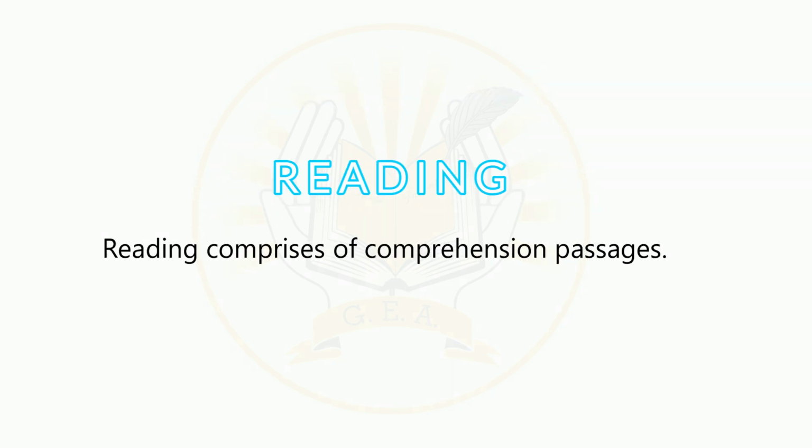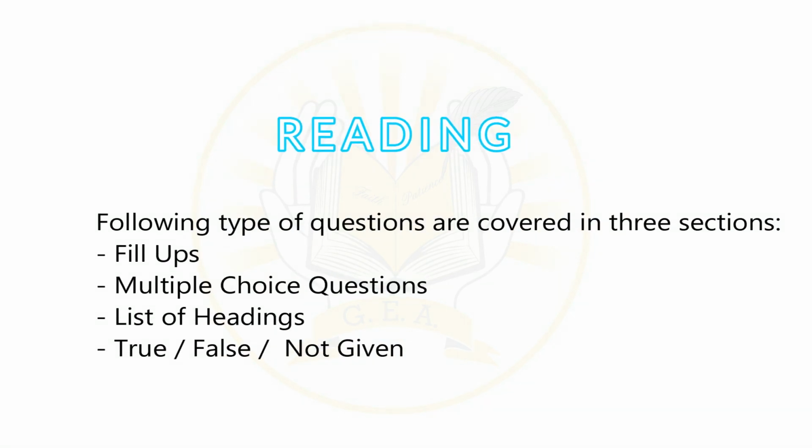Our second module is reading. Reading comprises of comprehension passages having authentic texts gathered from newspapers, magazines and journals. There are 3 sections and 40 questions in all. A variety of question types are covered, mainly the fill-ups, the multiple choice questions, the list of headings and true-false-not given.